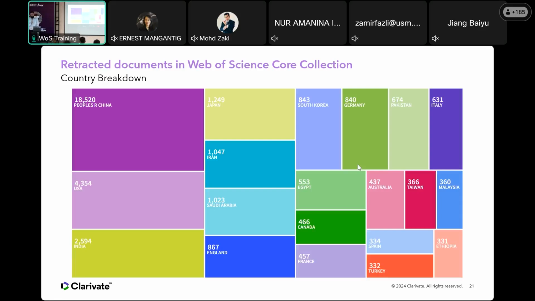So there's a country breakdown for these retractions, and you can see the leading country currently is China.